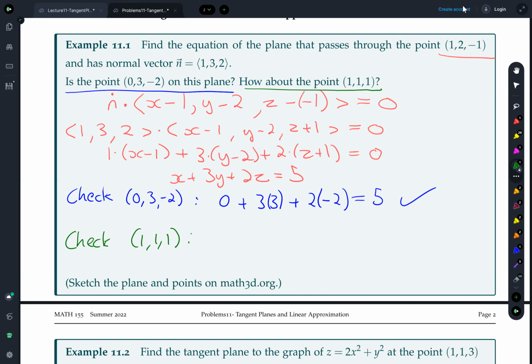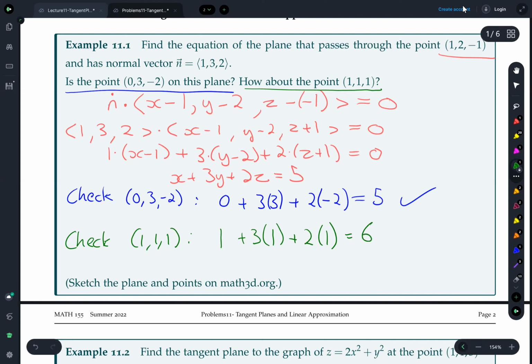Okay, so if we sub this in, x is 1, plus 3 times y, which is also 1, plus 2 times z, also 1, which is equal to what? 6. Is it in the plane? Great. Does anyone have any questions about how we constructed that plane? Okay, good.